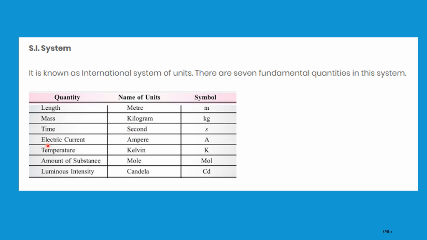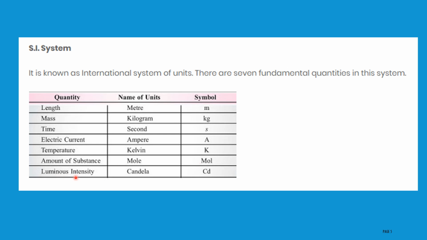Then the fourth one, electric current. It is represented by ampere, and its symbol is capital A. Fifth one is temperature. The name of the unit is Kelvin, and it is represented by capital K. Next one, amount of substance. The name of the unit is mole, and it is represented by MOL. Here the M should be capital.